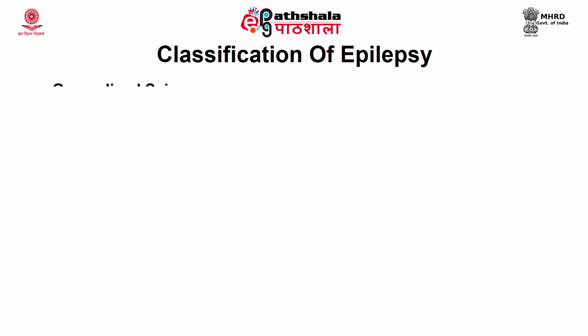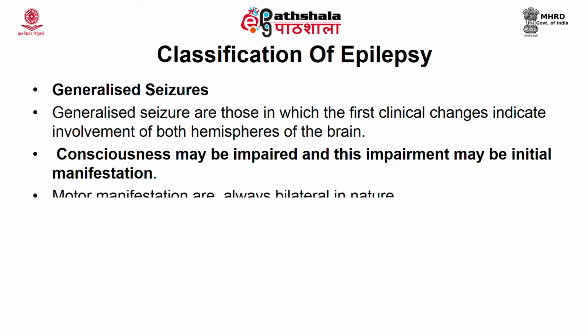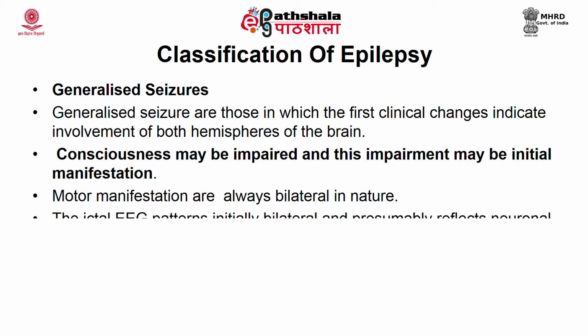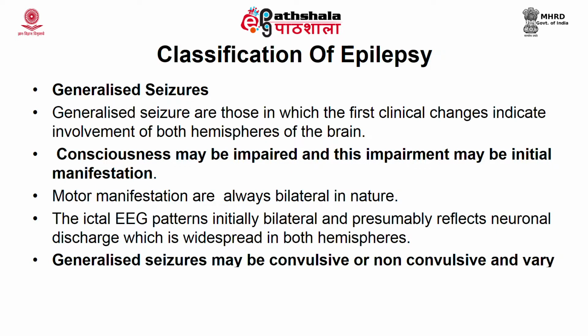And here there is involvement of both hemispheres of the brain. So, motor manifestations are usually bilateral in nature. The ictal EEG, that is the pattern of EEG shown by these patients, is initially bilateral, and they presumably reflect neuronal discharge which is widespread in both hemispheres. Generalized seizures may be convulsive or non-convulsive and may vary considerably.